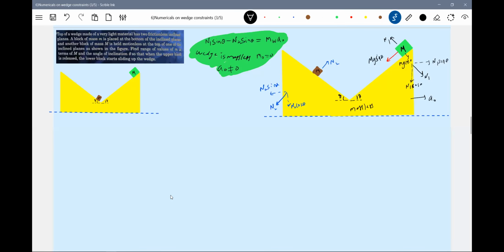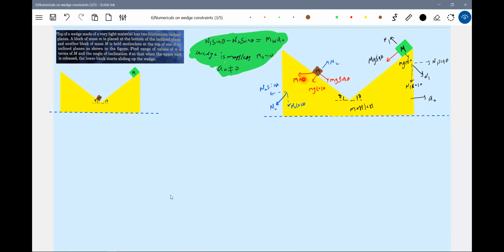Let's get into the next part. So we'll write all the possible equations. Pseudo force will act here, m a naught. Then other forces that are acting are mg cos theta. What makes the small block slide up? m a naught cos theta should be greater than mg sin theta.